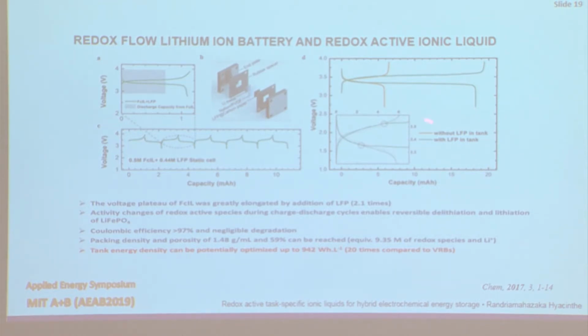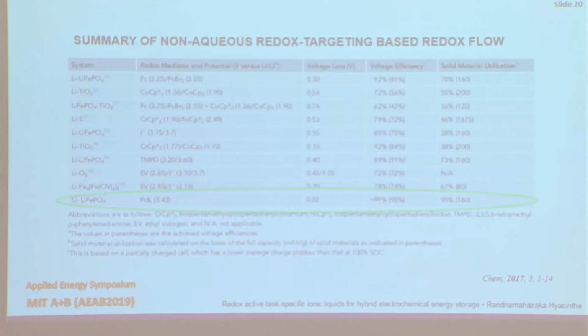The second point is also that here the hysteresis is very low, and this low hysteresis is mainly due to the kinetic part. And here the most interesting thing is that we are able to obtain very high energy density compared to some vanadium redox flow battery. So to summarize this work, when you compare with other non-aqueous redox targeting redox flow systems, as you can see here, for example, it is the system that we developed. We observe very low hysteresis.